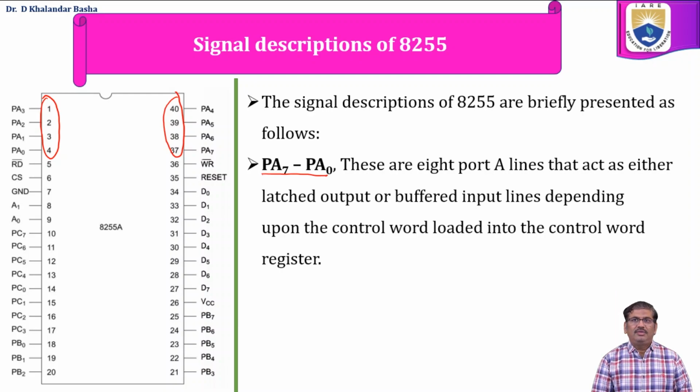So these are 8 port A lines that act as either latched output or buffered input lines, depending upon the control word loaded into the control word register. Whenever the control word register bit corresponding to port A is given as 1, then that particular port is configured as input port. In the control word register, for port A, if the corresponding bit is given as 0, then it will be configured as output port.